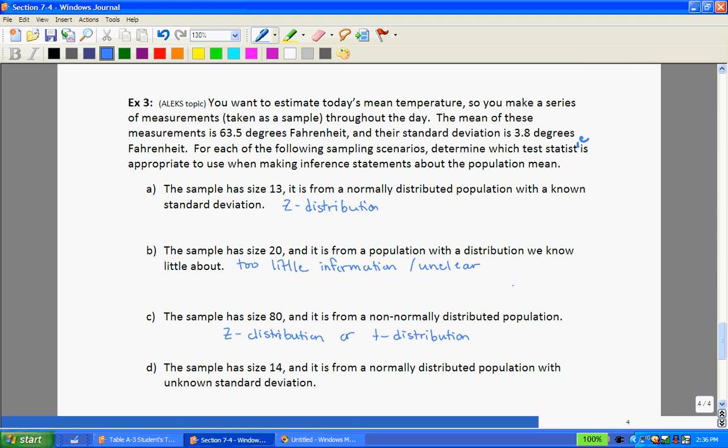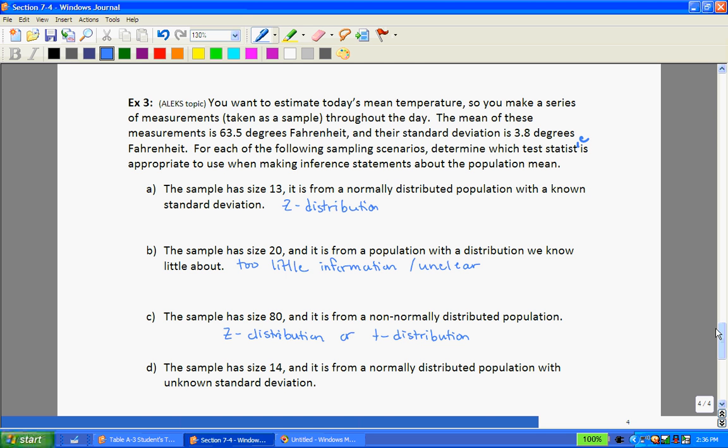So the reason why it's "or" is we have two reasons. Because it's so large, since 80 is so much larger than 30, that gives me the permission to use the z distribution. But because I don't know the standard deviation, I could use the t distribution. And actually here we would get very, very close or similar results using either distribution, because a t-distribution actually starts to look like a standard normal curve the larger our sample size gets. So this one could go either way, z or t.